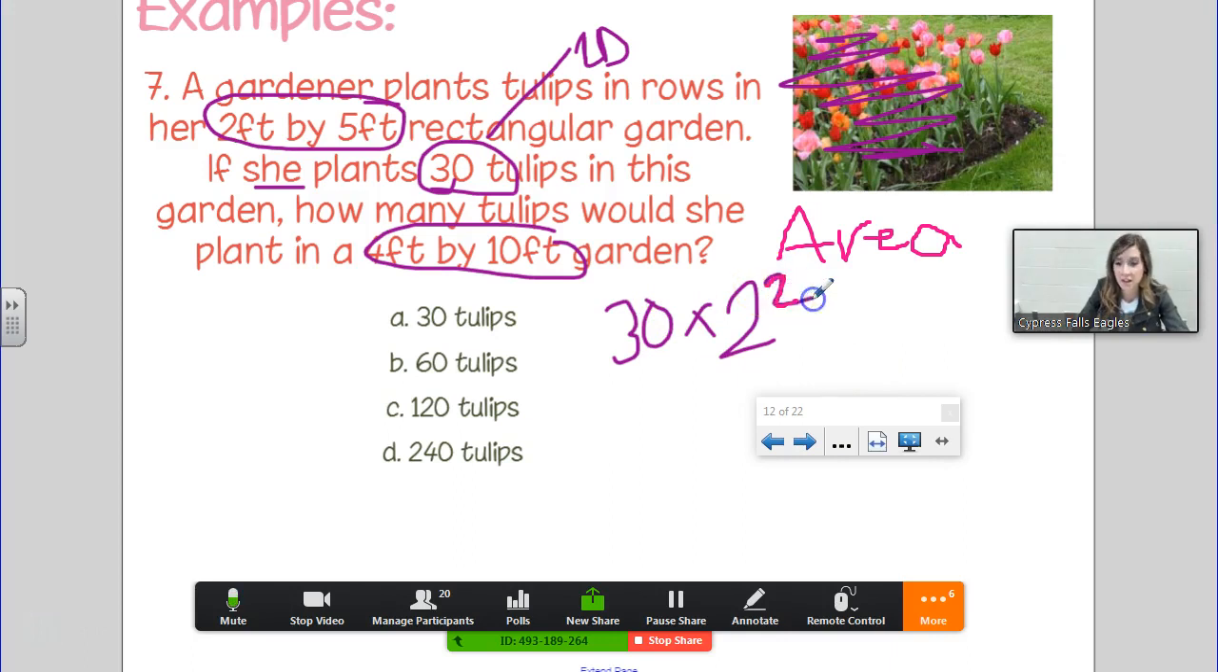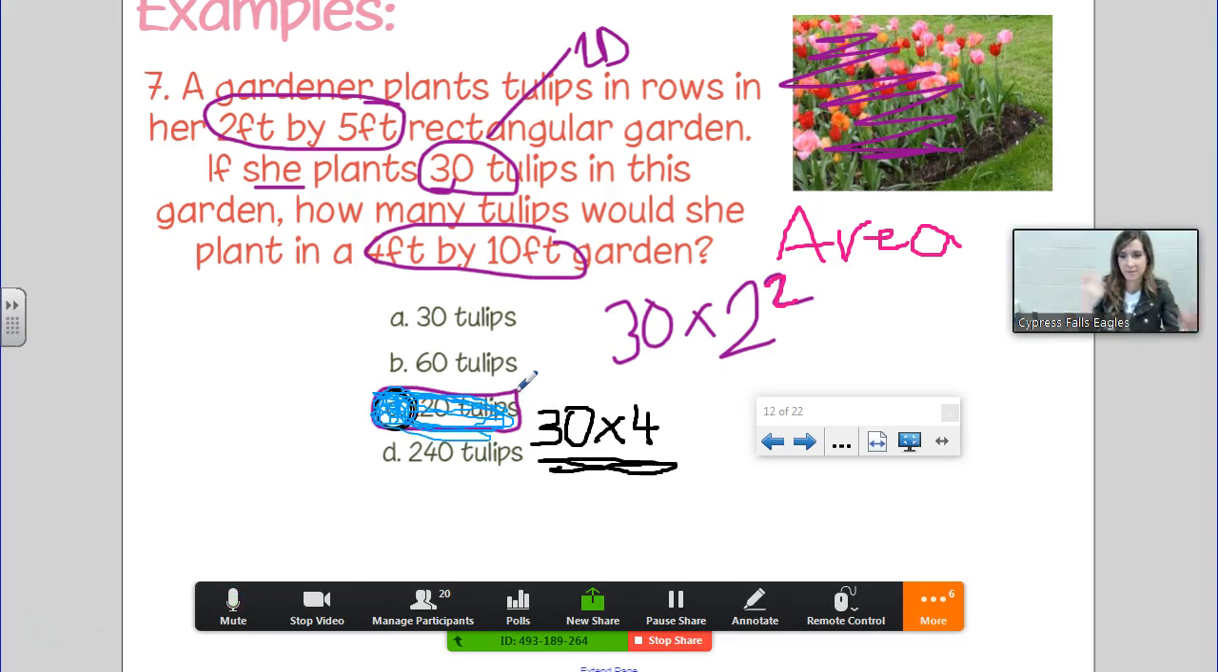2 squared. Good. You need to make your scale factor from 1D to 2D. The only way to get from 1D to 2D is to square something. So it's 30 times 4. What's the answer? She has to go buy 120 tulips. That's actually really expensive. So by doubling the dimensions of her garden, she quadrupled the area. When you double the dimensions, you don't double the area. You quadruple the area. So there was a lot of effect on the area of her garden.